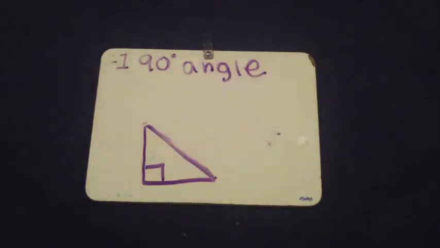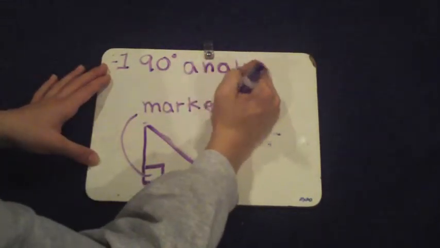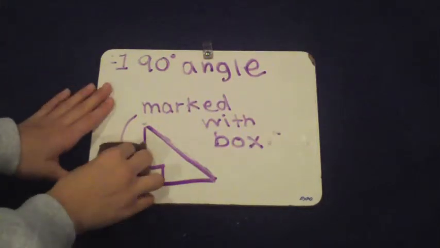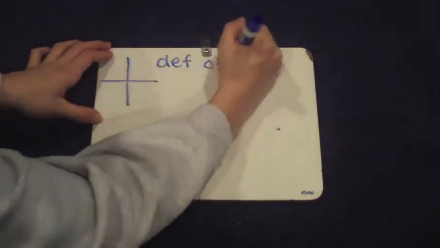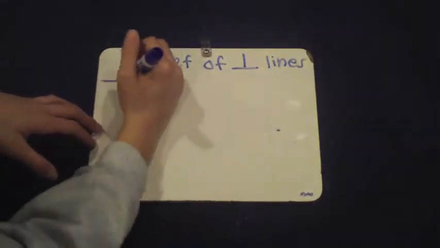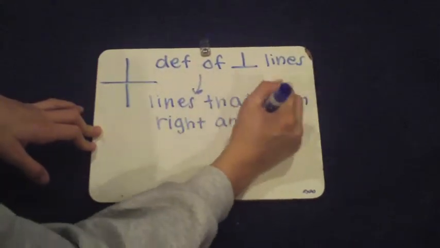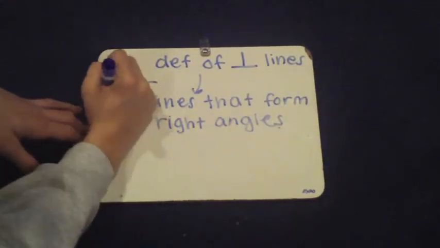A right triangle is made up of one 90-degree angle, and that's marked with a box. The definition of perpendicular lines is lines that form right angles. So, if your triangle is made up of perpendicular lines, then you know you have a right triangle.